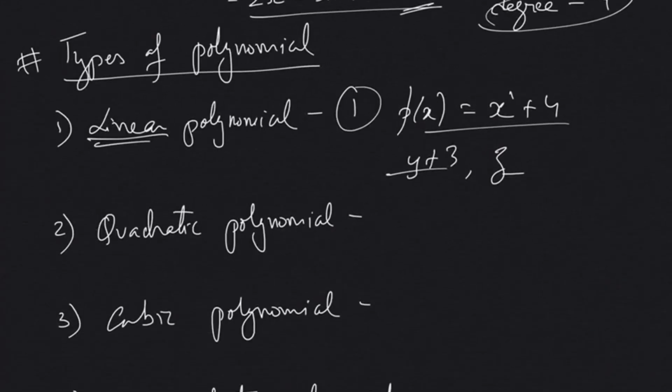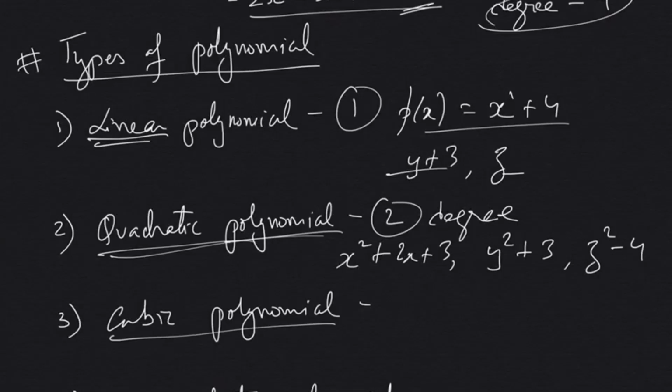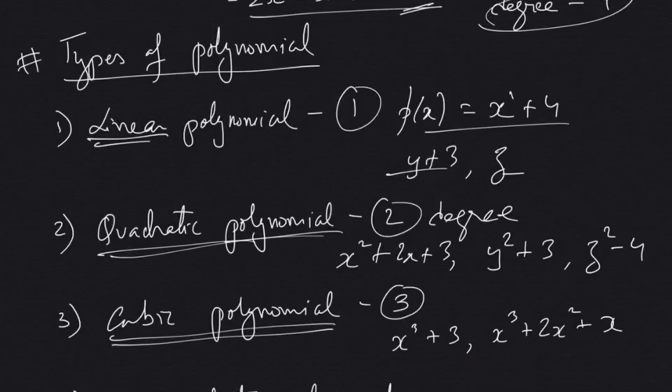So these will all be considered linear polynomials. Then we go to quadratic polynomials. Whenever the degree of the polynomial is 2, that polynomial will be considered a quadratic polynomial. Examples: x squared plus 2x plus 3, y squared plus 3, z squared minus 4, and so on. Cubic polynomial: a polynomial whose degree is 3 is considered a cubic polynomial. Example: x cubed plus 3, x cubed plus 2x squared plus x, and so on.